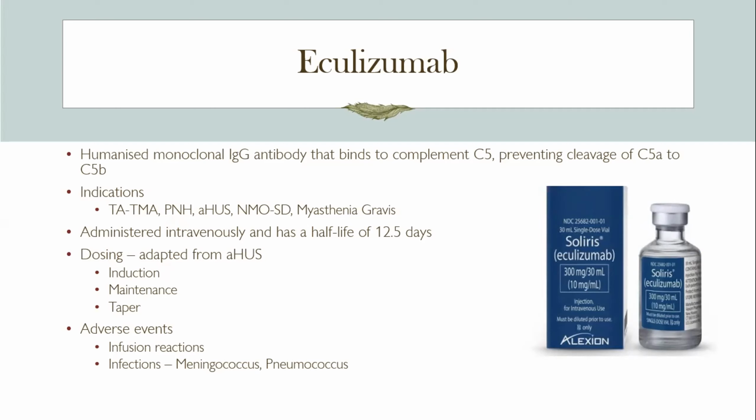The dosing of eculizumab for TMA is adapted from atypical HUS dosing, with an induction of 900 milligrams weekly for 4 doses, then maintenance, and then taper. Its adverse events are infusion reactions and encapsulated bacterial infections.